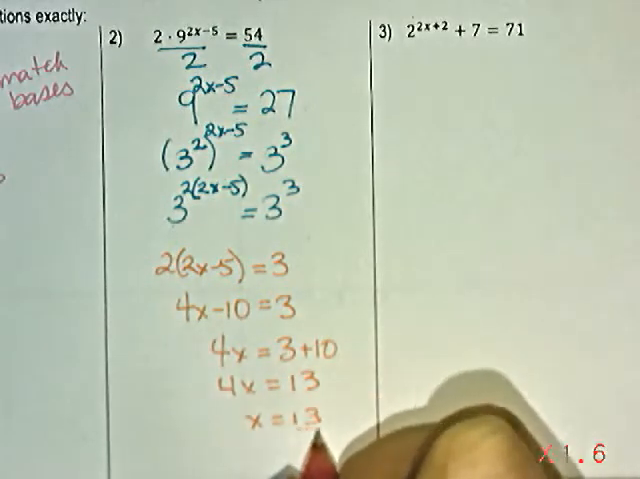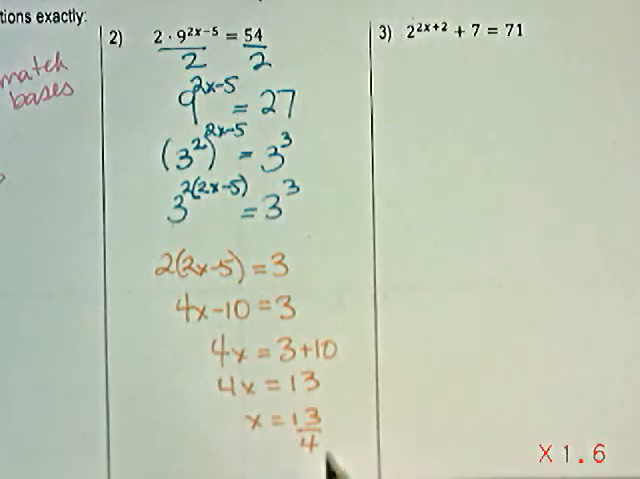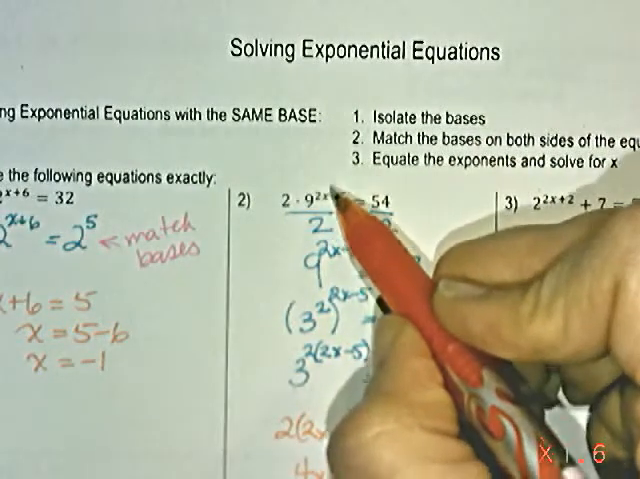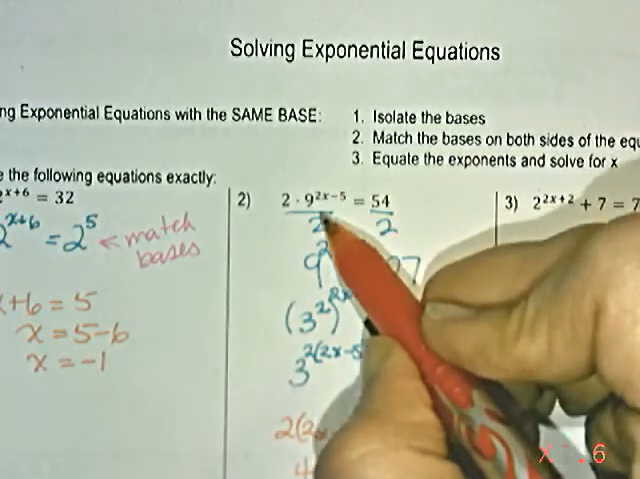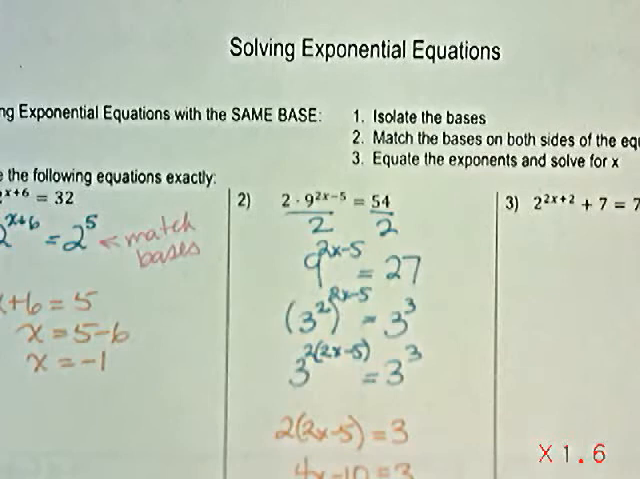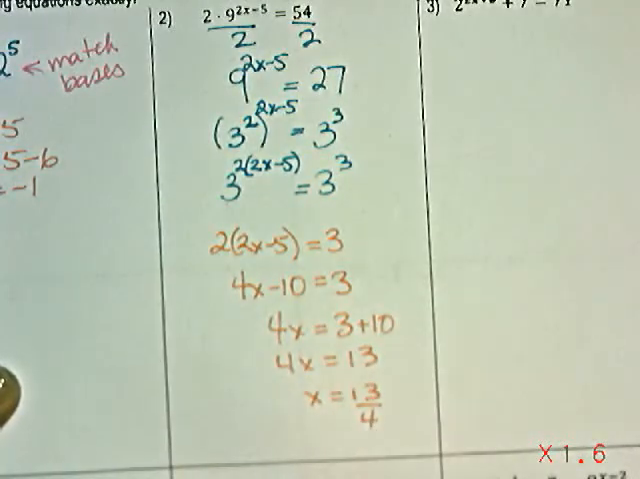And so what number makes the original equation true? It's 13/4. You need a 13/4 right here, multiplied by 2, subtract 9, take that as an exponent on 9, multiply by 2, and you'll get your 54, the one mystery value that makes it true.